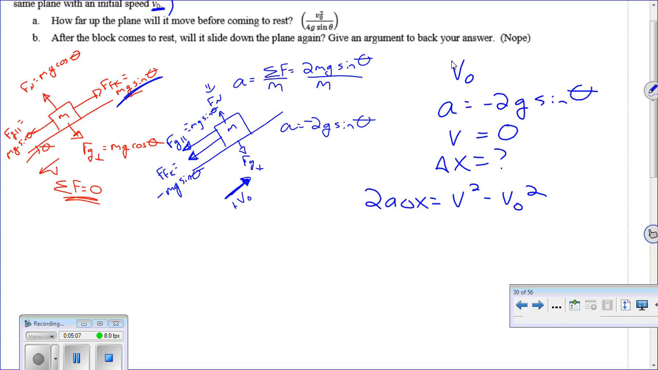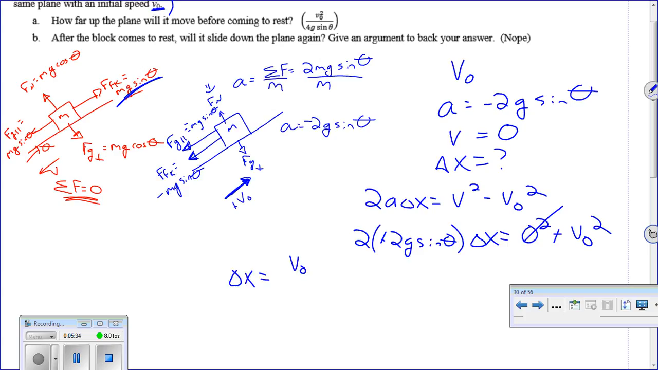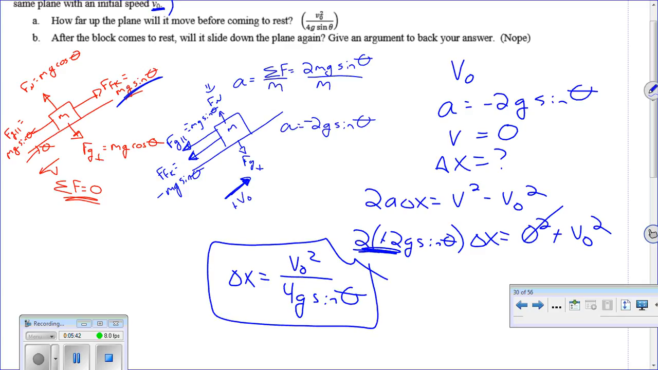All right, so let's plug in our numbers. I know what my acceleration is. That's negative 2g sine theta times my displacement equals 0 squared minus v naught squared. So the 0 squared goes away. My negatives are going to cancel, divide both sides, and you get delta x equals v naught squared over 4g sine theta. All right, so that's part A.